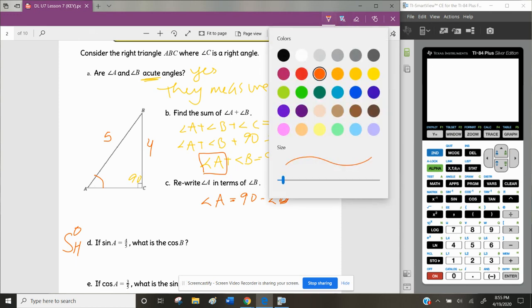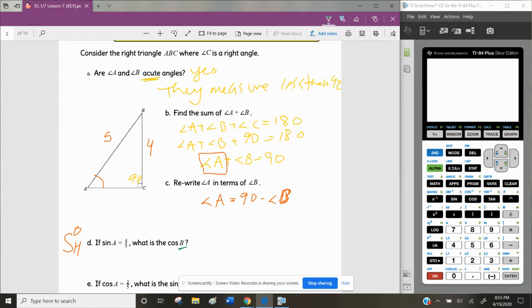Now they want to know what is the cosine of angle B, where B would now be our reference angle. So for angle B, cosine compares the adjacent over the hypotenuse, CA. Our hypotenuse of 5 will still be the same. And now the adjacent side, the side next to angle B, is 4, or BC.